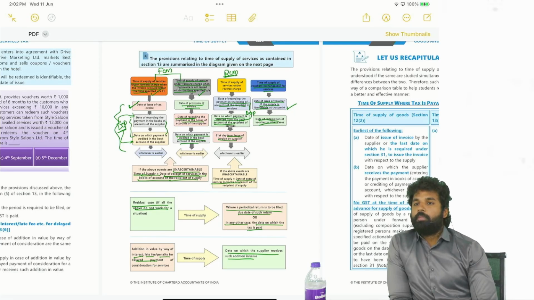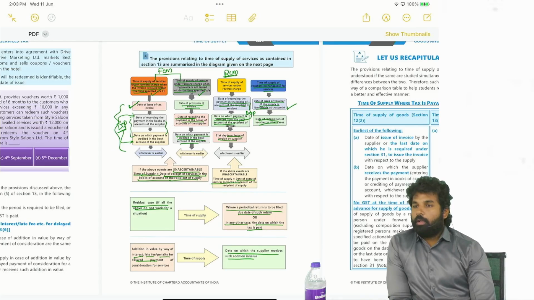Next, continuous supply of goods. Tell me, continuous supply of goods. When successive statements of accounts or payments are involved, on or before the date of such statement. When payments are received, on or before the date of payment. Next, sale on approval basis. At the time of sale or 6 months from the date of removal of goods, whichever is earlier.